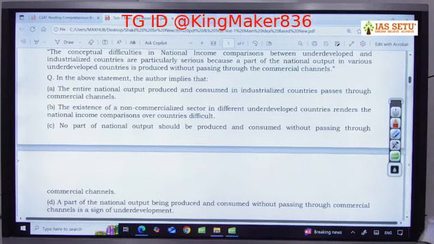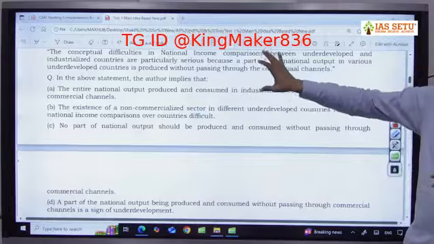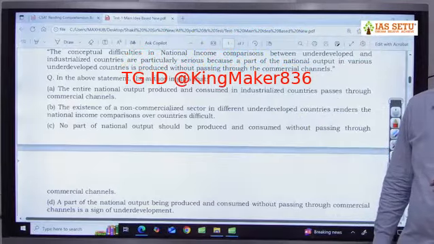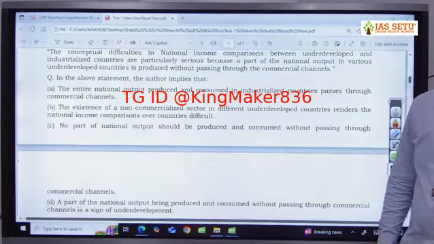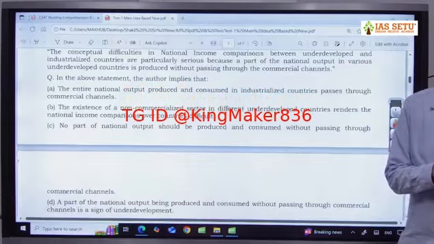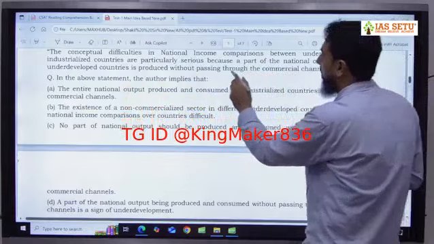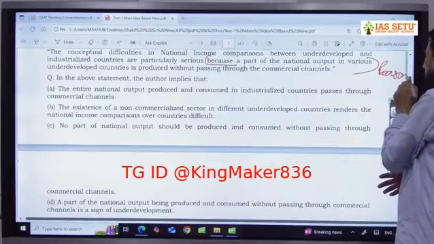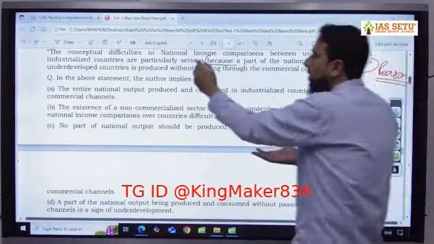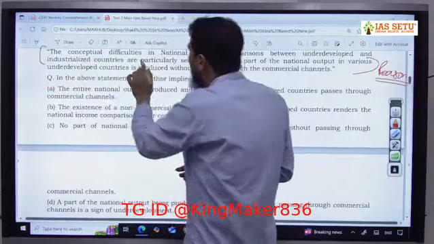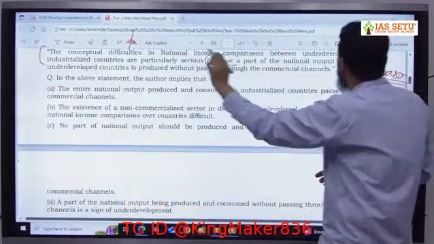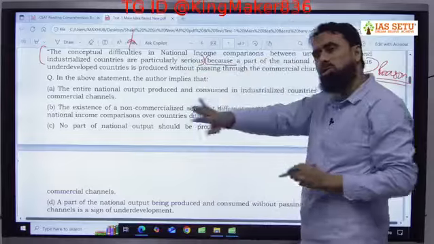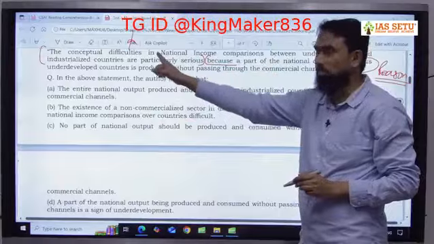Okay, let's keep it aside. Just look at the passage. Main idea you have to find out, right? So what is the main point here? In which sentence is it given? Difficulty. Difficulty in income comparison. Because after this, from here, he is giving you the reason. Reason is not important because it is only a base. Point is here. So the author is talking about the difficulties in national income comparison between underdeveloped and industrialized countries, which are particularly serious. Why serious? What is the reason? The reason is secondary. Your answer should come from this part.